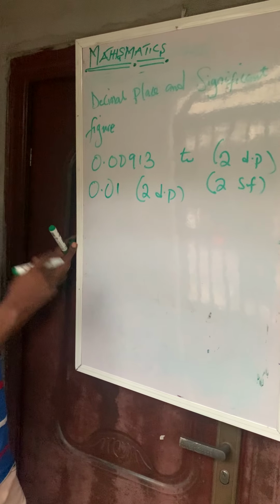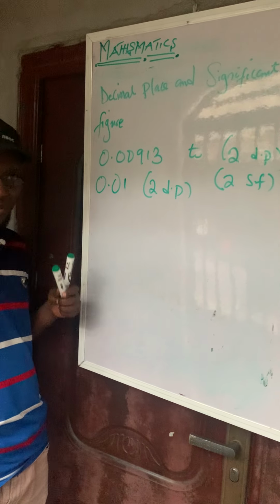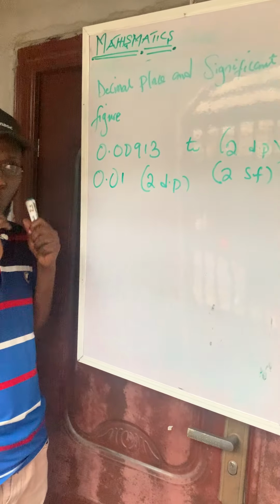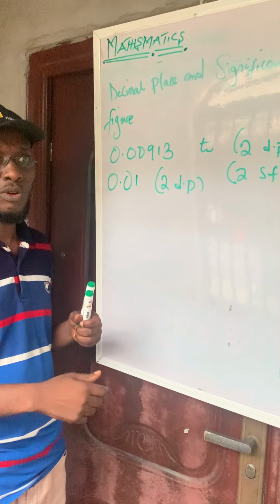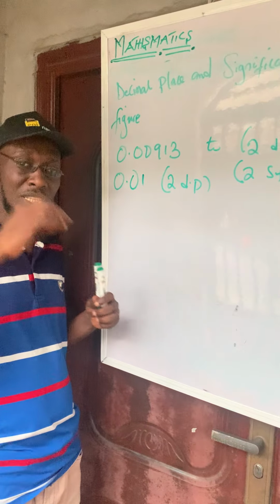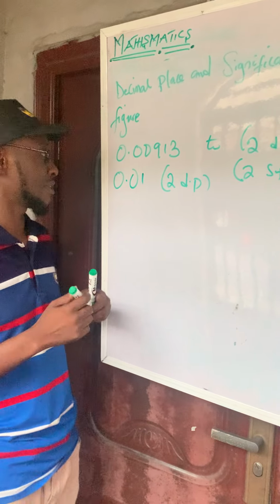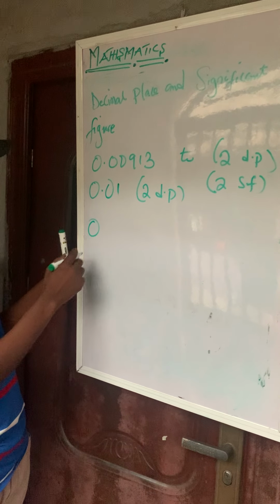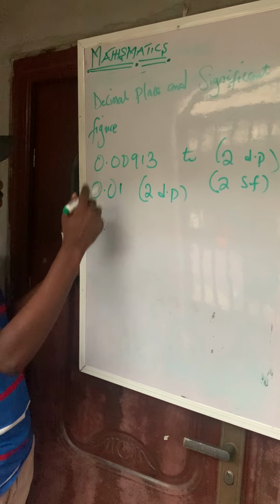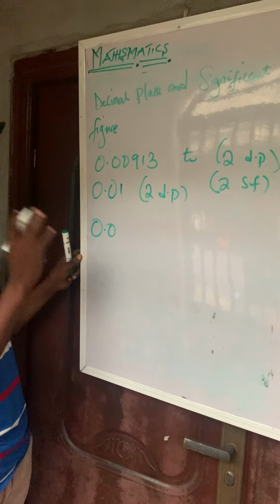Now let us take the same number to 2 significant figure. In 2 significant figure, your focus is non-zero digits. Before you start to count your significant figure, make sure that first number you meet is not 0. You can write the numbers down, but you must meet a number that is not 0 before you count a significant figure. So let's go. You write 0. Because it's 0, you don't count it as a significant figure. You put your point. This next number is 0. You don't count it as a significant figure, but you write it down.